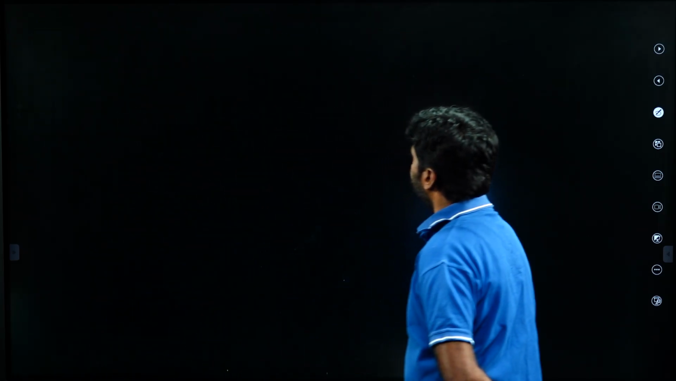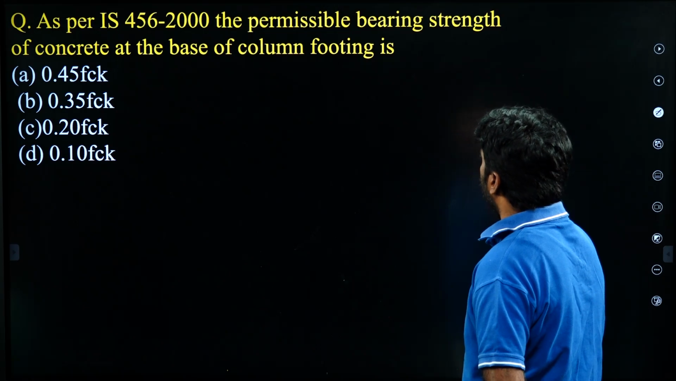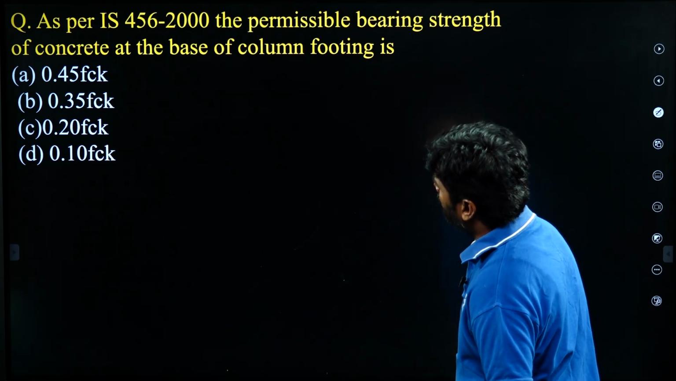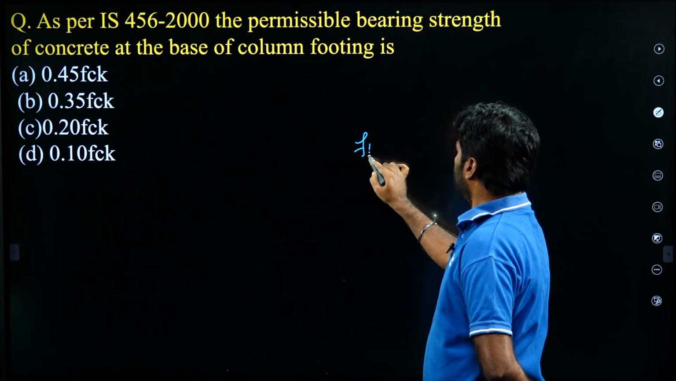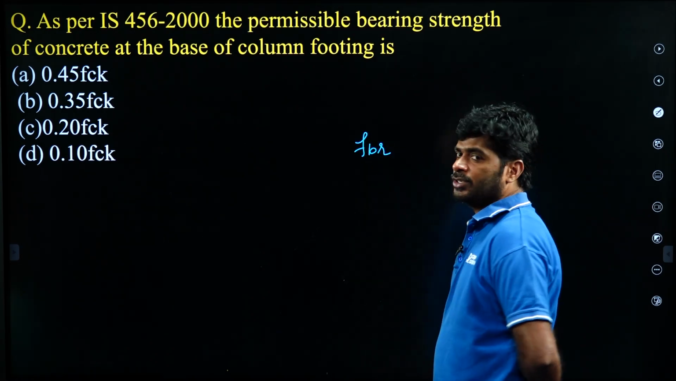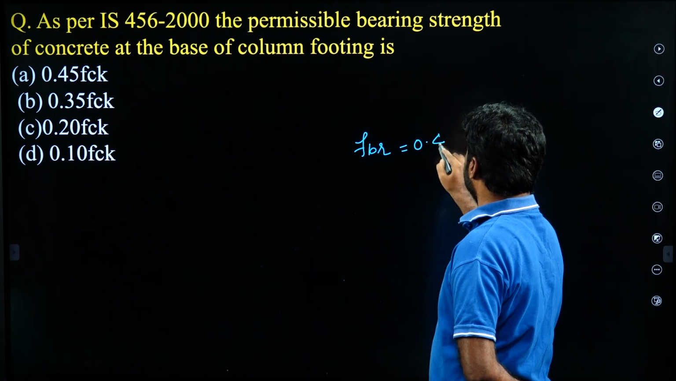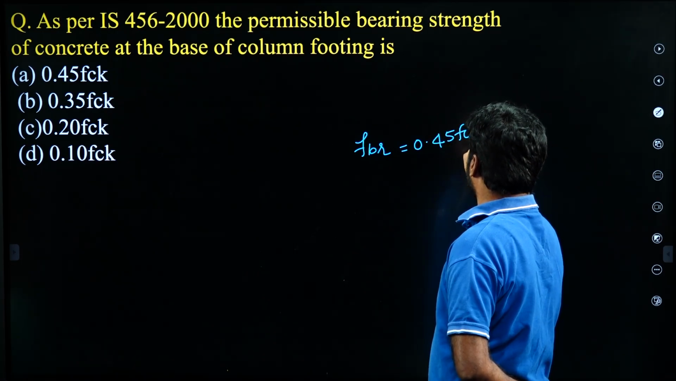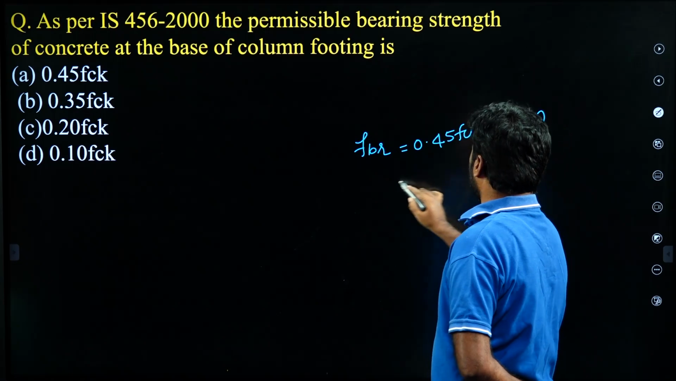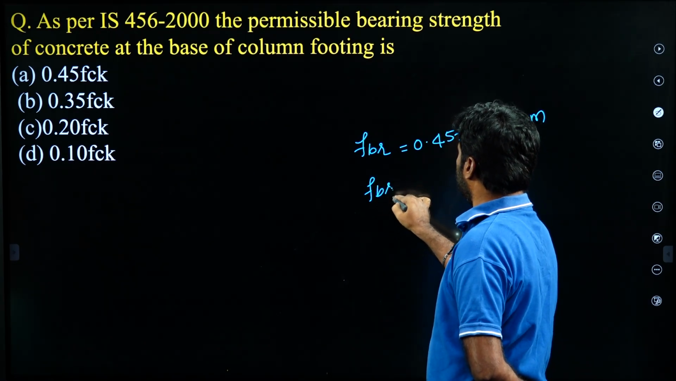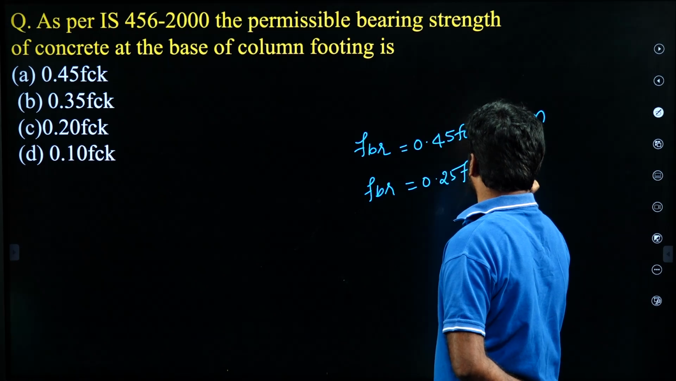Next question. As per IS 456-2000, the permissible bearing strength of concrete at the base of column footing is, what is the permissible bearing stress? My dear, it is 0.446 FCK, or you can say 0.45 FCK under limit state method, whereas under working stress method, permissible bearing stress is 0.25 FCK.